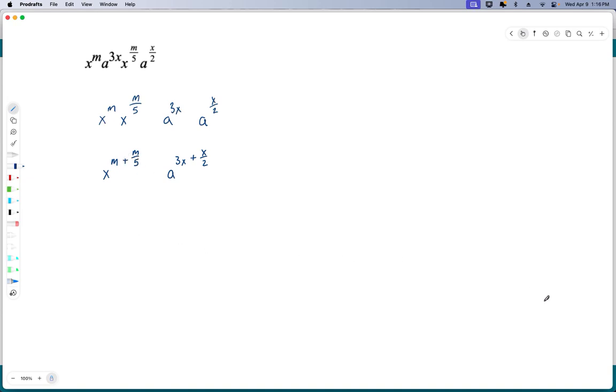Okay, so the problem wants you to do that. I want you to put this all into one fractional response. So what we want to do is find a common denominator, and that common denominator here for the x base is 5. So we're going to take this to the side here, m plus m over 5. And we know that we need to give this a common denominator of 5. So we're going to multiply by 5 over 5, put that over 1. So now we have 5m plus m over 5. These can be added together now. So that's going to equal 6m over 5.